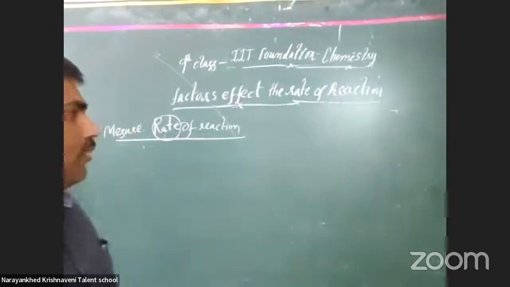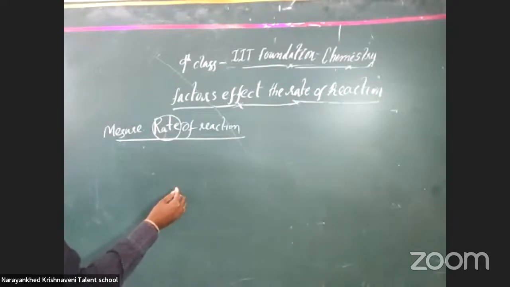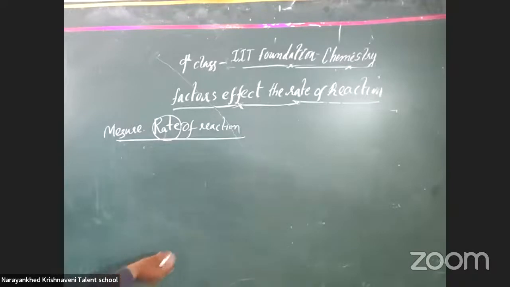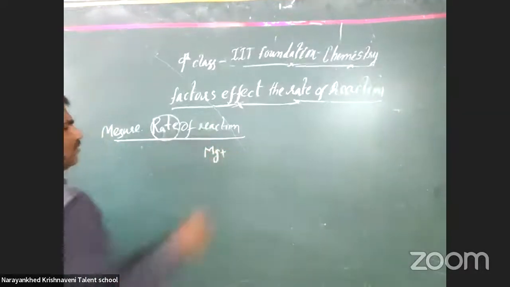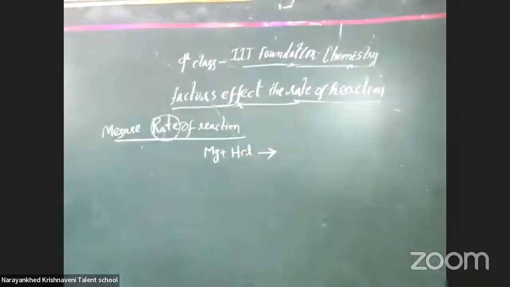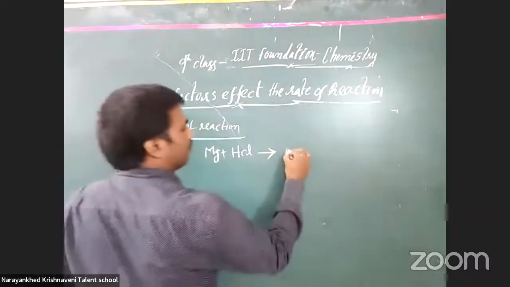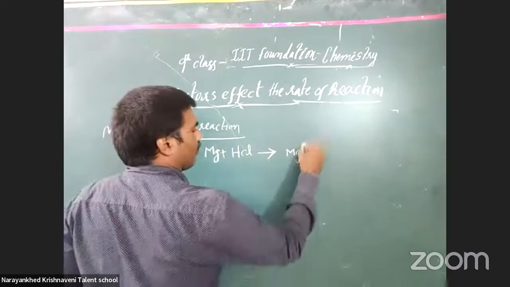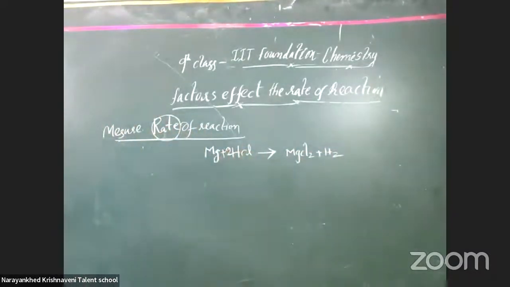Okay, there is one example given for us, and what is the example? Here we have taken magnesium combined with hydrochloric acid. Yes, magnesium is combined with hydrochloric acid. It gives magnesium chloride as well as a gas. Understood or not understood? This is our chemical equation.